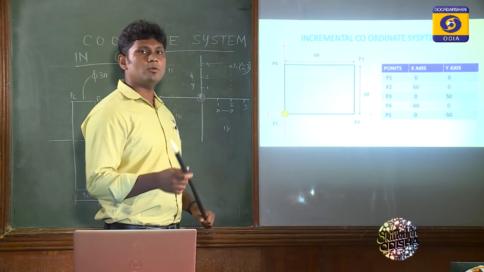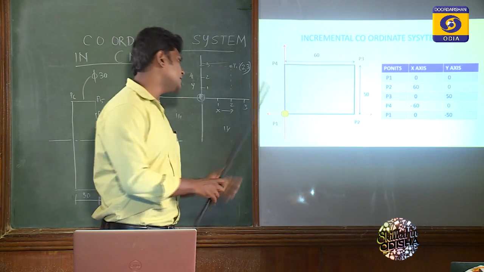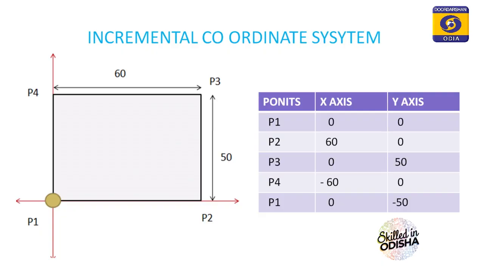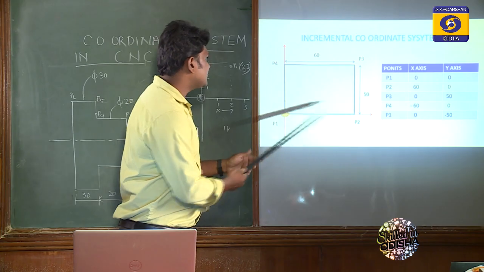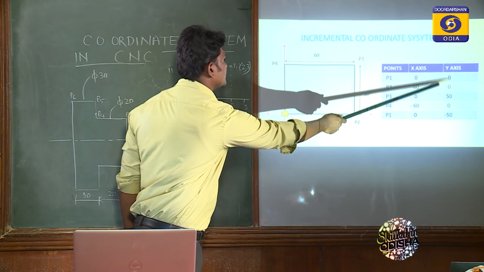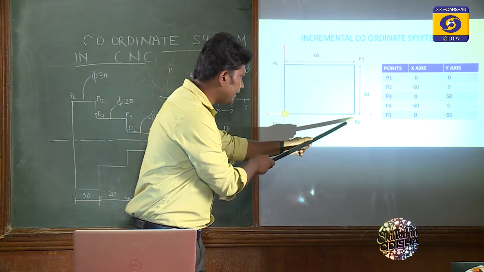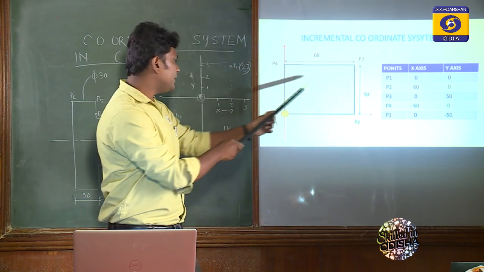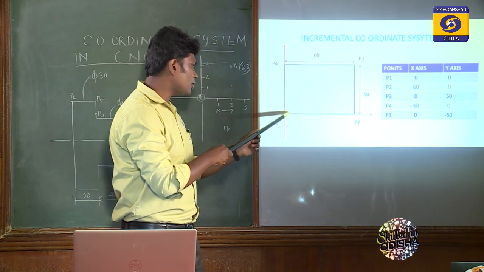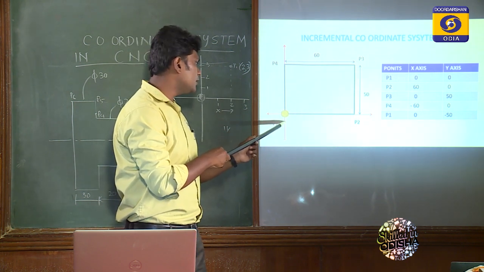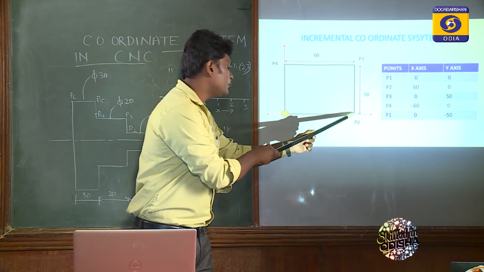The first point will always be calculated with respect to the origin, as this location lies at the origin. So P1 has x-axis value 0, y-axis value 0. Now, when we are moving to the second point P2, our previous point is P1, so this one is considered as the origin. So this one is a reference, and P2 will be the next point.